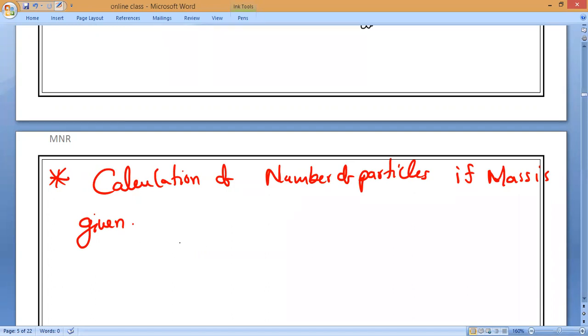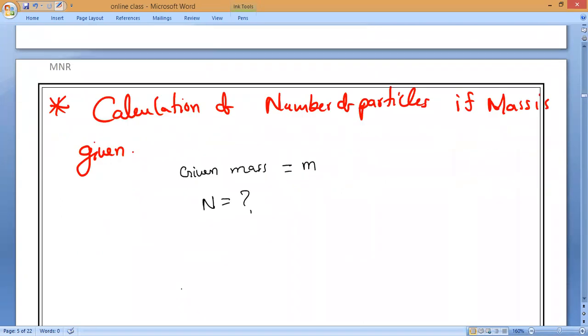The given mass. What is the symbol for the given mass? Given mass is equal to small m. And they are asking the number of particles. So if they are giving the mass, we can find the number of moles. What is the formula we'll use? n is equal to given mass divided by molar mass.